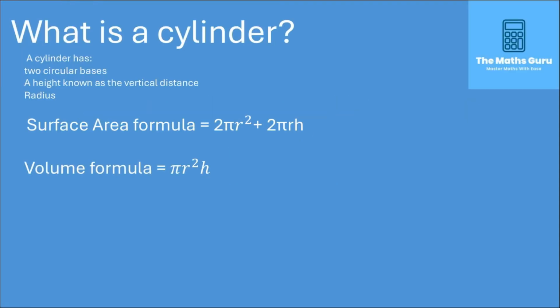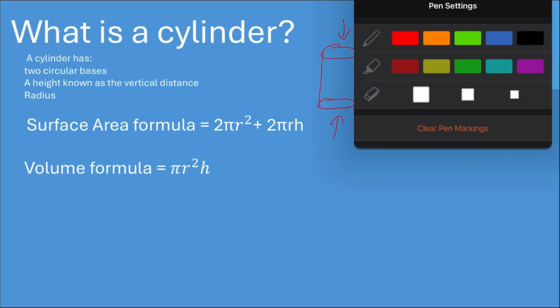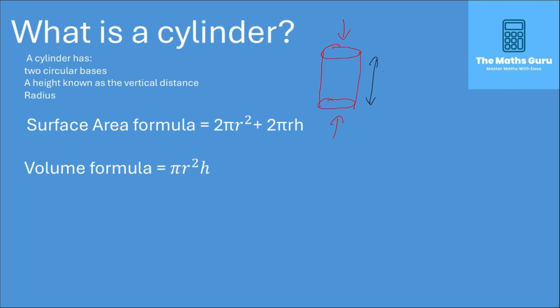So a cylinder, what is it? It has two circular bases and a height between them, known as the vertical distance. To draw out our cylinder, it looks something like this. The best way to visualize it is a can of Coke, Pringles, or a pack of tennis balls, with two circular bases, one at the top, one at the bottom, and the distance between them with a curved area which goes around. So we have our height here and our two circles, top and bottom.